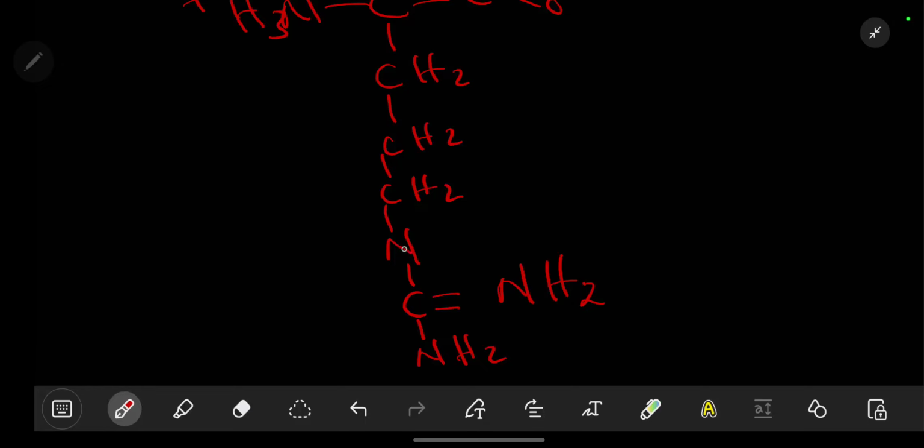Now if nitrogen needs 3 bonds, it means to say it needs to be bonded with another. So here you add a nitrogen there. So here it will be a positive charge, like that. So this is the structure of arginine, like that.